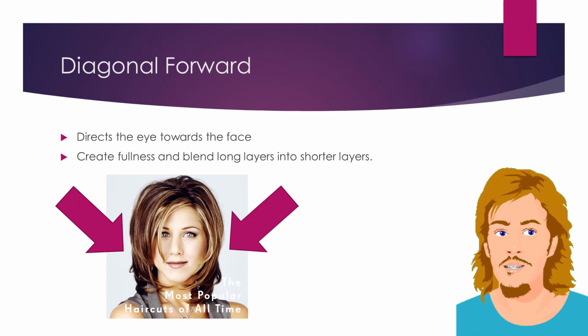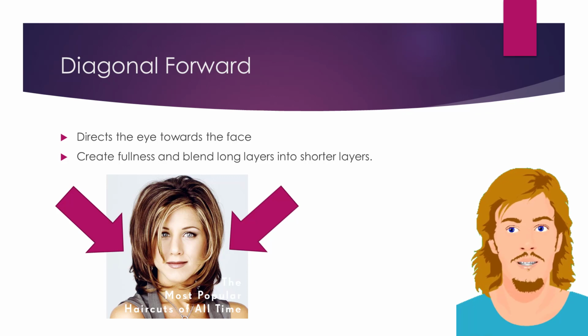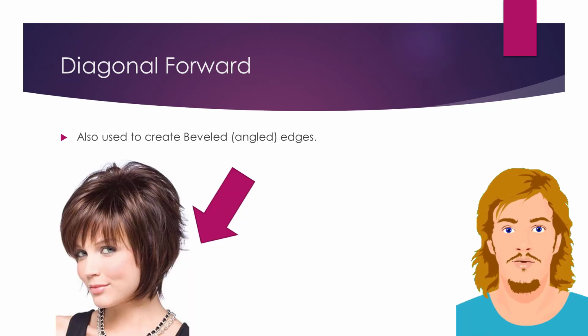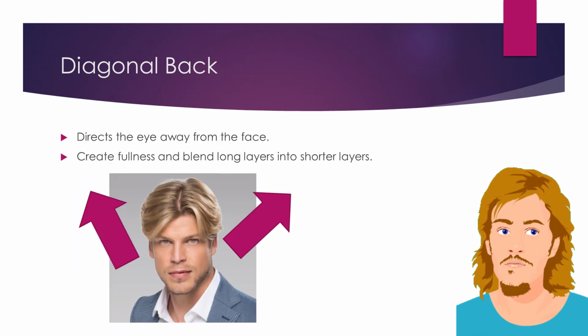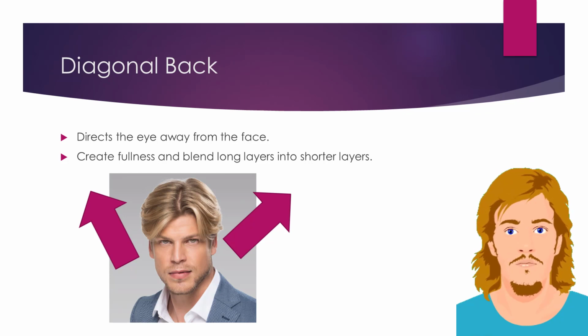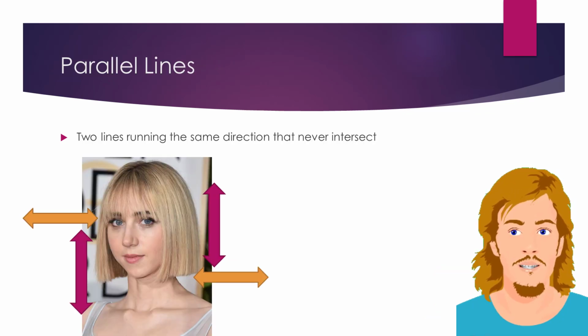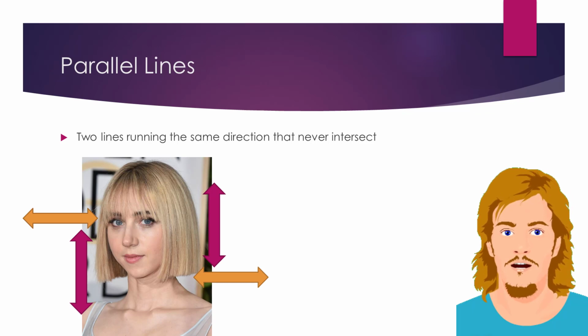Diagonal forward lines will direct the eye towards the face. These lines are also used to create beveled, stacked, or angled edges. Diagonal back lines will direct the eyes away from the face. Parallel lines are two lines that run the same direction and will never intersect.